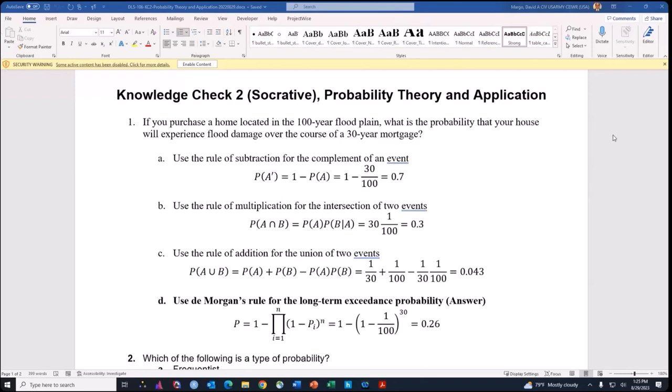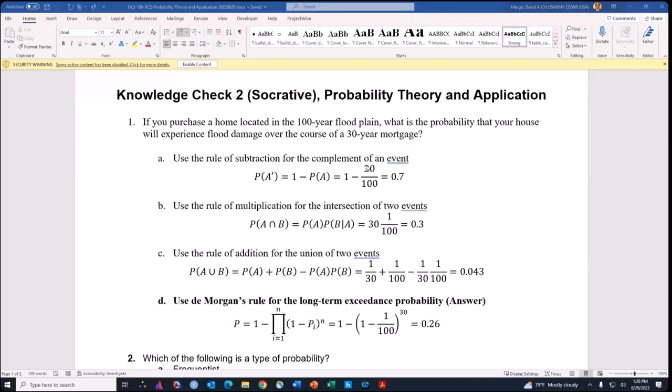This is on probability theory and application. So this first question was one we covered during the lecture, so hopefully most folks got this one correct. This is a question related to estimating long-term risk or long-term probabilities, so probabilities over time. And again, the classic question, if you purchase a home in a 100-year floodplain, what's the chance that your house will experience flood damage over the course of a 30-year mortgage? And if we want to be more precise with this question, we could say experience flood damage at least once.